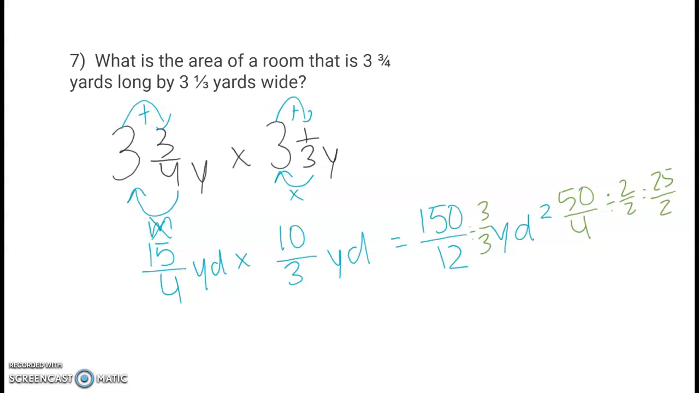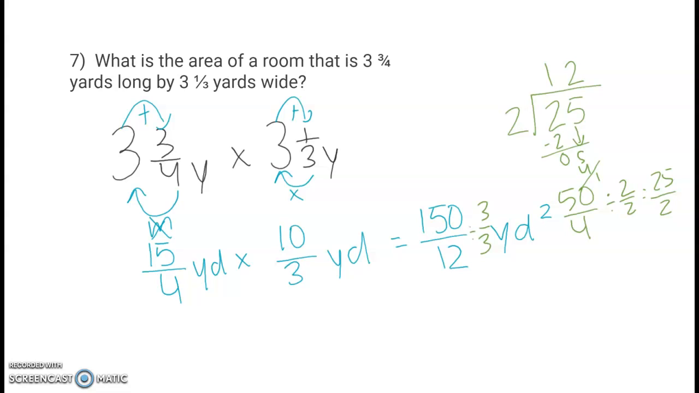I can't simplify that anymore. There's no more common factors, but that is an improper fraction. So I'm going to put that in a division house. 2 goes into 2 one time. 2 times 1 is 2. Subtract, I get a 0 and bring down that 5. 2 goes into 5 2 times. 2 times 2 is 4. Subtract, I have a 1.